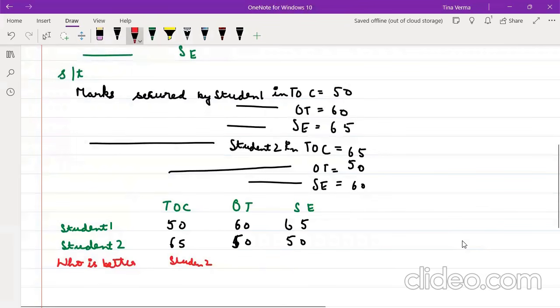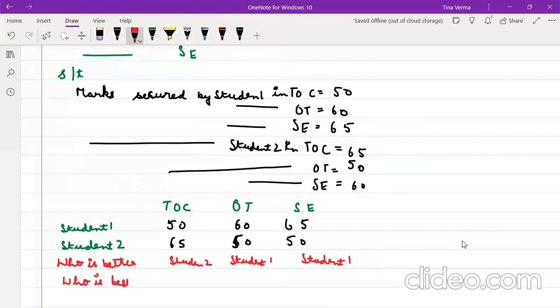So it is 50. So in this we have student 1 is better than student 2. In this again we have student 1 is better than the second student. Now you have said this. If I ask what is best, can you tell? So it is very difficult to identify when you have more than one objective.